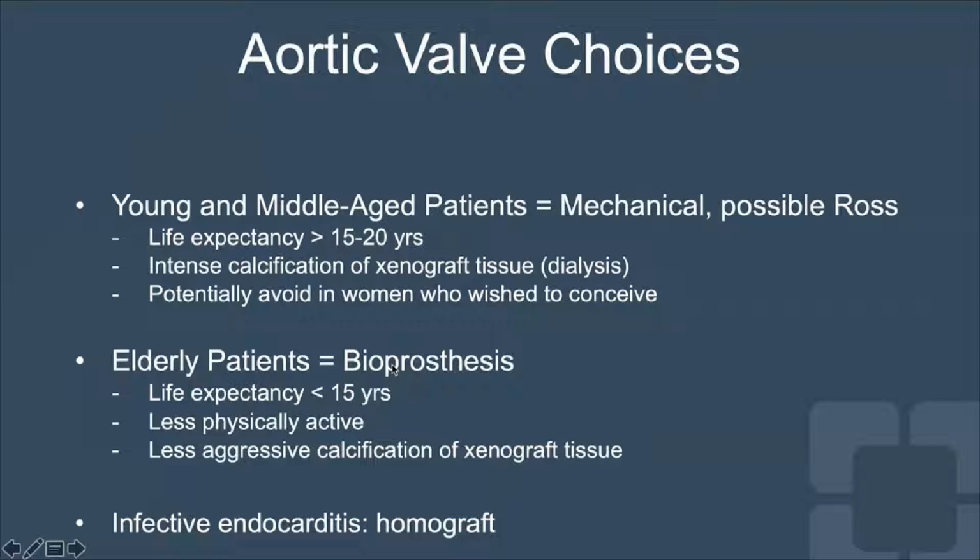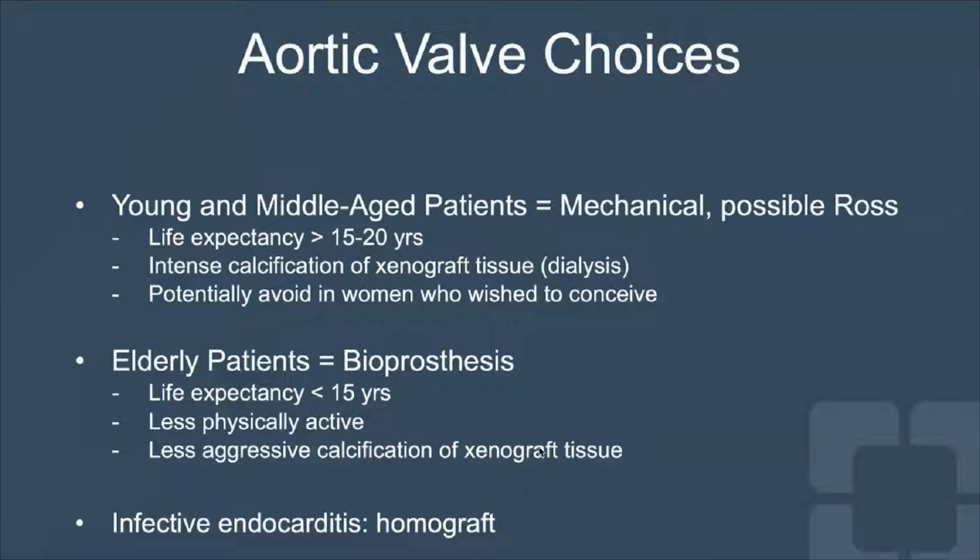For the bioprosthetic valves, these are typically used in older patients with a life expectancy of under 15 years, in patients who are less physically active, because the metabolism also dictates the longevity of the valve. Decreased metabolism will lead to a more durable valve. And in infective endocarditis, homografts are favored due to their resistance to infection.